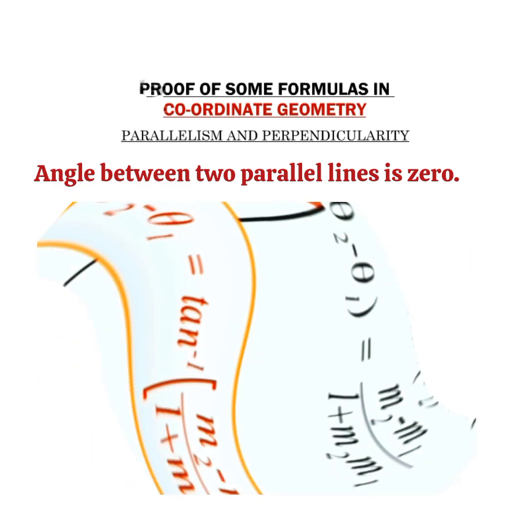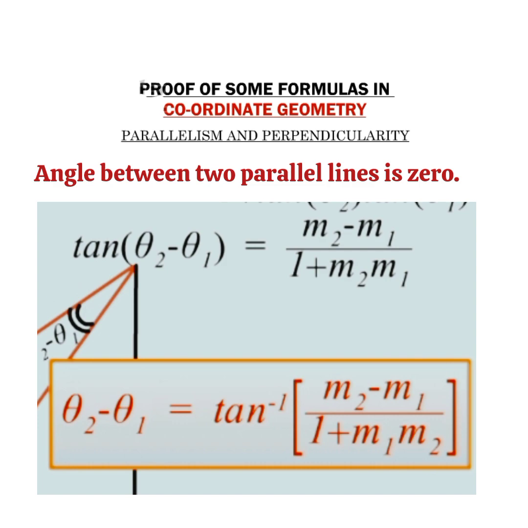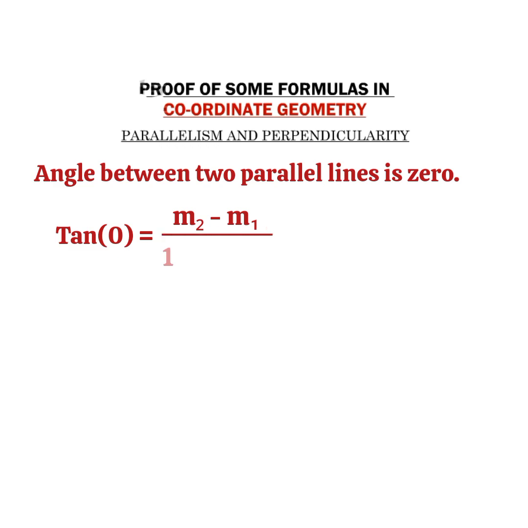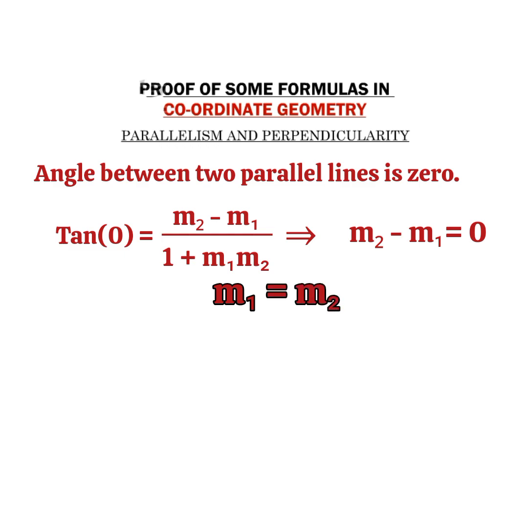Now, let us make use of the formula we derived for the angle between two lines in the previous proof. Tan (θ2 minus θ1) equals (m2 minus m1) over (1 plus m1 m2). Since the angle between them is 0, θ2 minus θ1 is 0, then tan 0 equals (m2 minus m1) over (1 plus m1 m2). Since tan 0 is 0, the right-hand side is equal to 0. Cross multiply, so m2 minus m1 equals 0. Bring m1 to the other side, so m1 is equal to m2. We can now conclude, if two lines are parallel, then m1 is equal to m2.